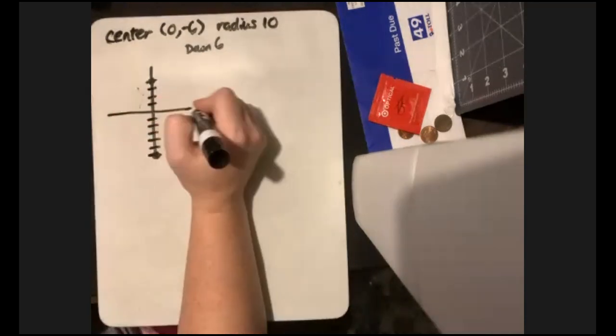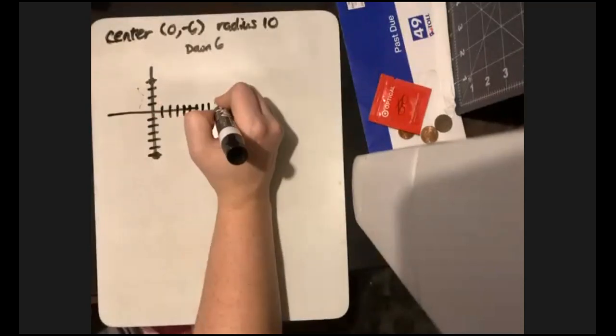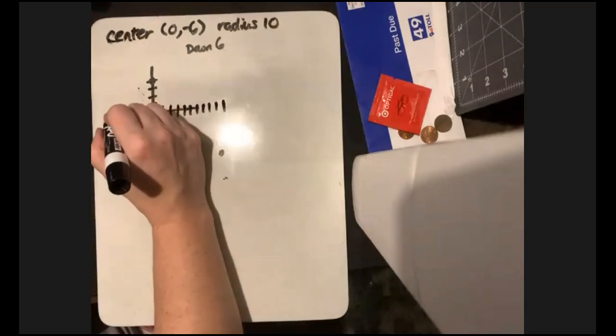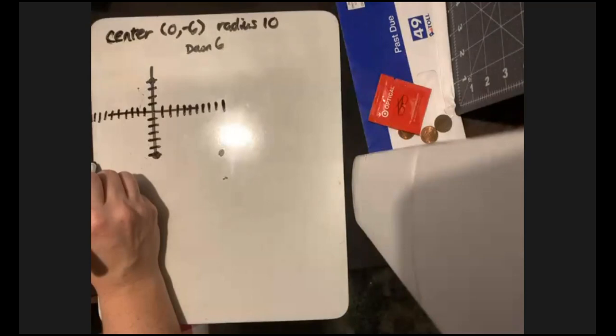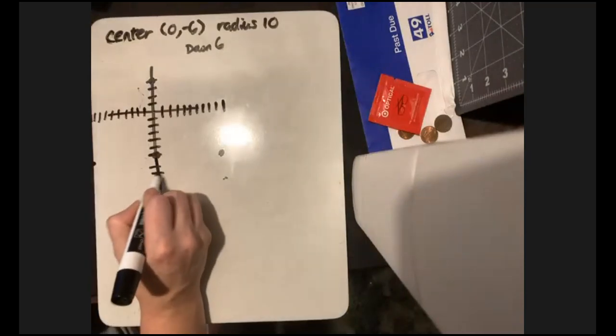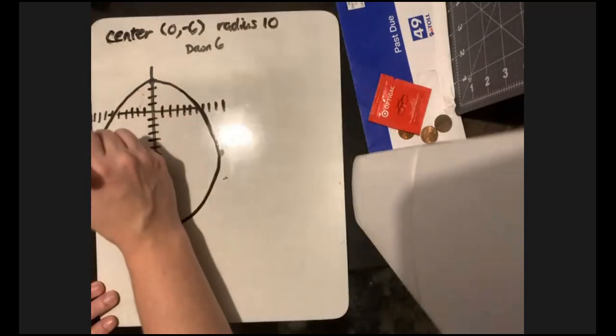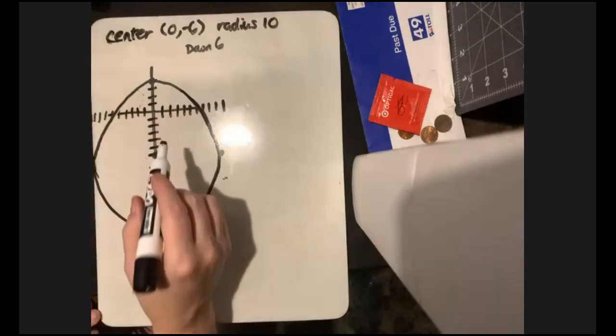I would also go out 10: 1, 2, 3, 4, 5, 6, 7, 8, 9, 10. Here, 1 through 10. It's going to be up here at my edge. And then 1 through 10 going down, and I would have a point down here. I'm going to freehand this, and it's probably going to be a really rough circle. But this is now that circle.